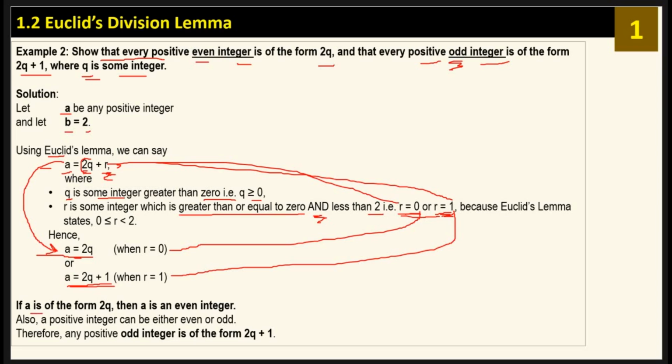So if a is of the form 2q, then a is an even integer, because any even integer is divisible by 2, and this is divisible by 2. Similarly, a positive integer can be either even or odd, so any positive odd integer is of the form 2q plus 1. So we have solved this example as well.